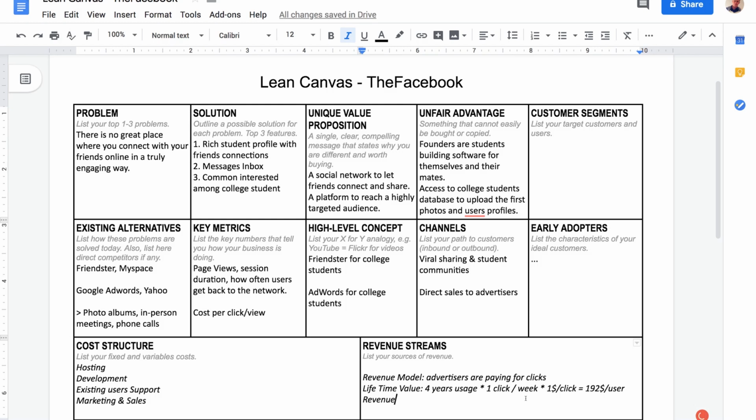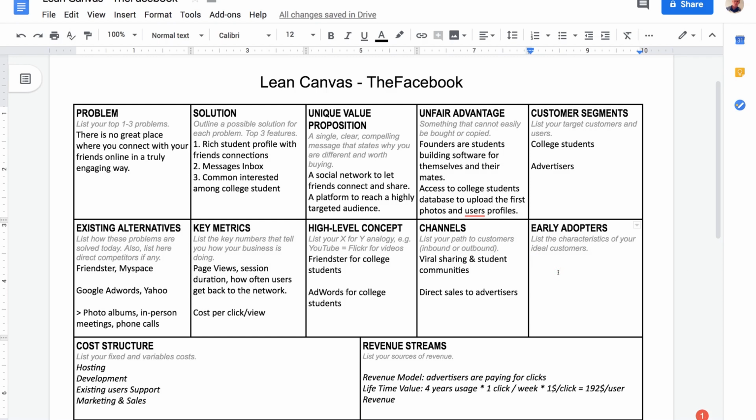Actually, I forgot 2 very important blocks here. These are customer segments and early adopters. We have 2 customer segments here to start with. These are college students and advertisers.